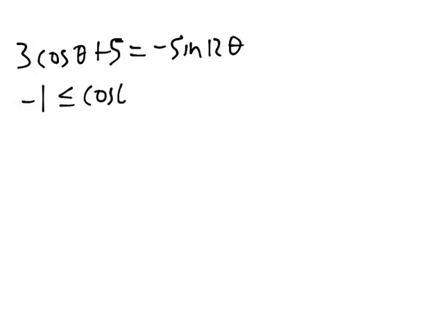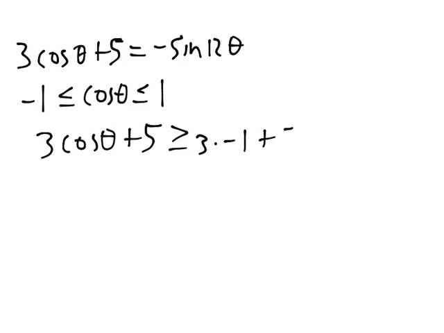Suppose that we have 3 cosine of theta plus 5 is equal to minus sine of 12 theta. This equation looks a bit complicated to solve, but before we start using trigonometric identities and jump into it, let's just look at it for a minute. We know that minus 1 is less than or equal to cosine theta, which is less than or equal to 1. This means that 3 cosine theta plus 5 is going to be greater than or equal to 3 times minus 1 plus 5, which is equal to 2.